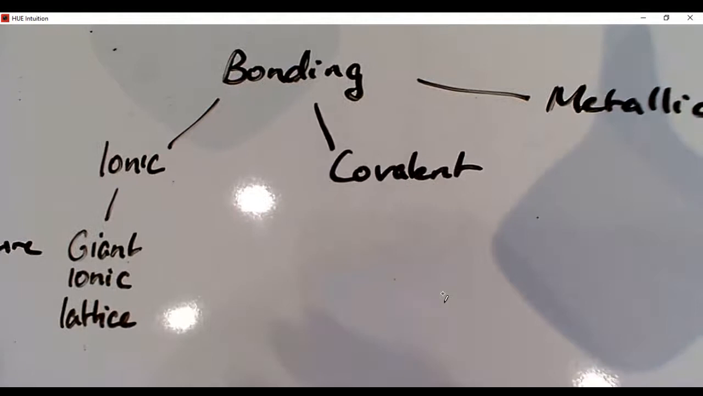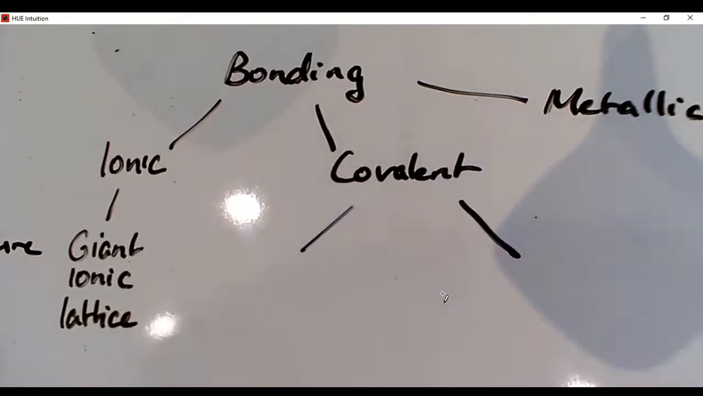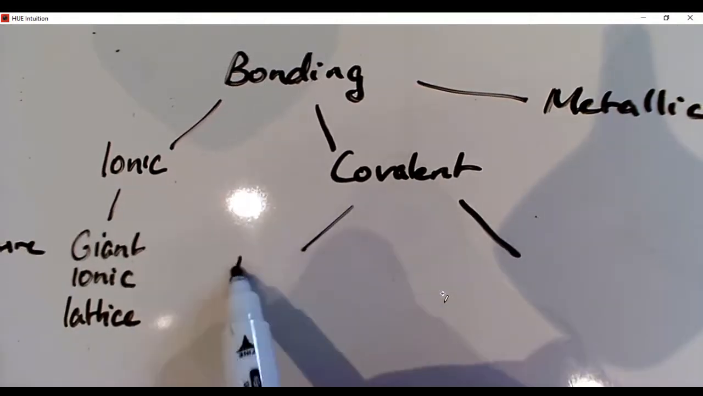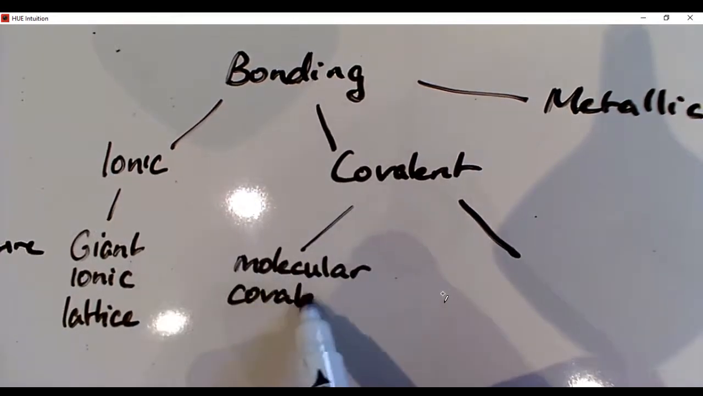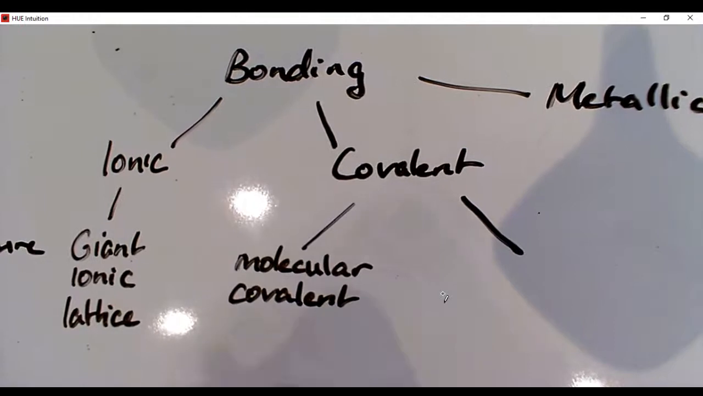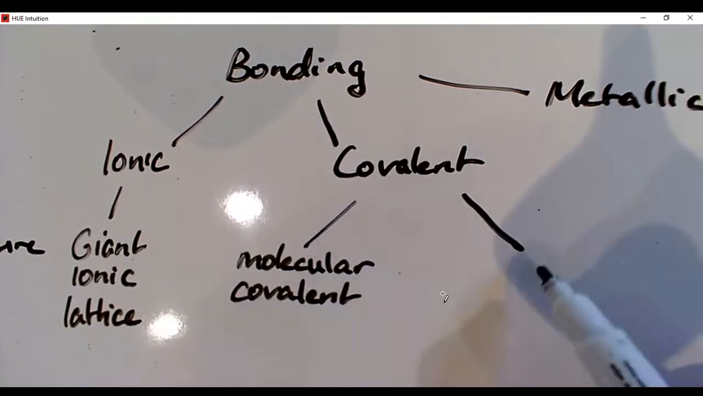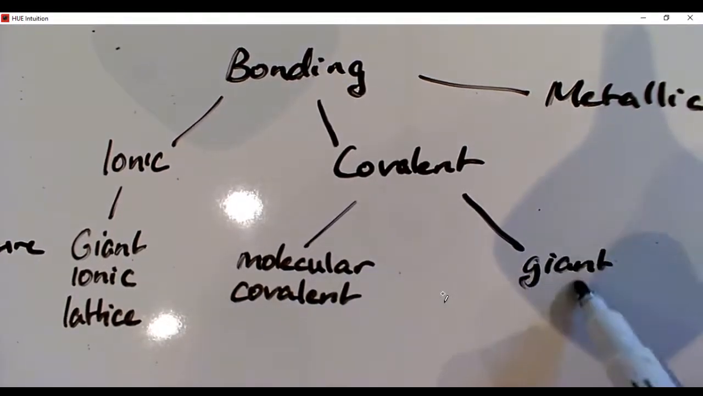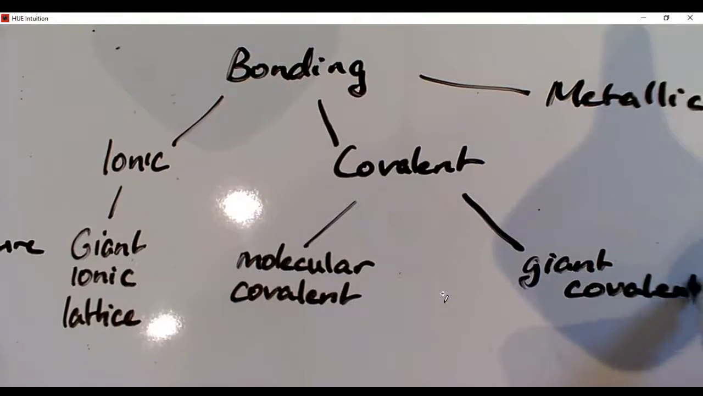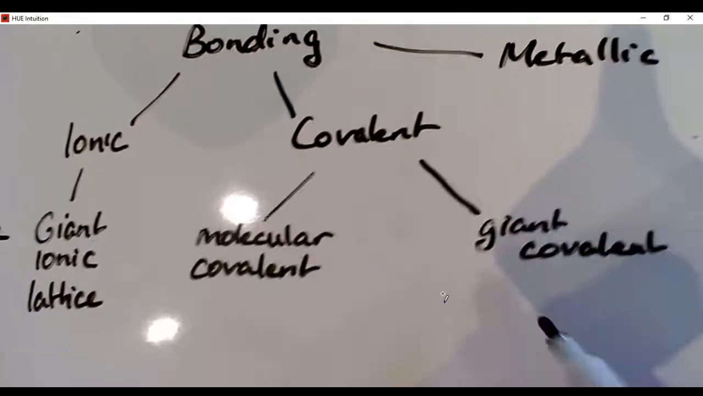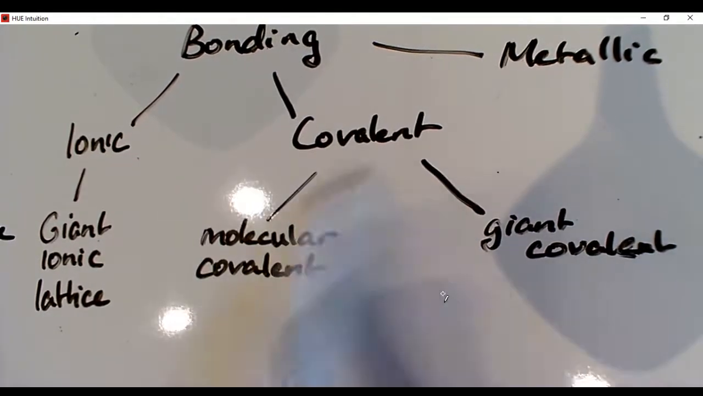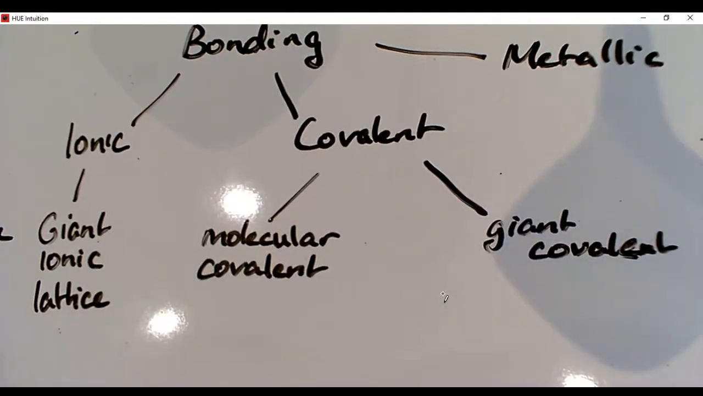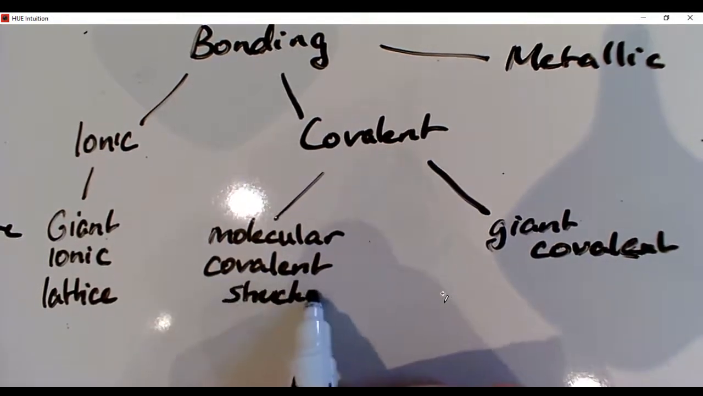In covalent bonding, you can have two different types of structures. You can end up with molecular covalent structures, in other words, covalent substances made of molecules. Or you can have giant covalent, which we'll look at afterwards. They're very different. Both have covalent bonding, but molecular covalent structures are very different to giant covalent structures. Okay, so that's what we're going to look at now.